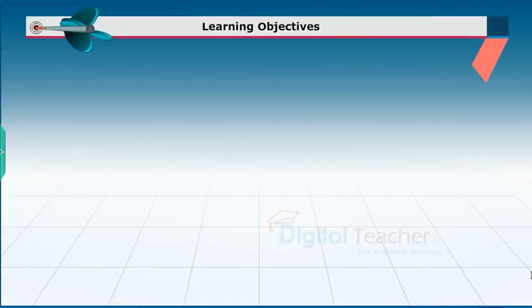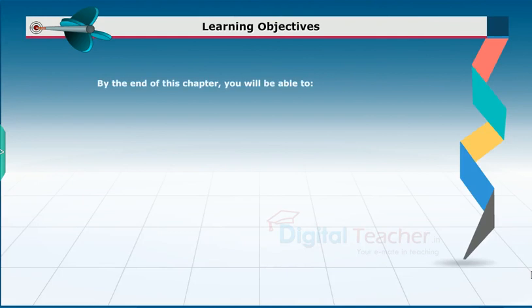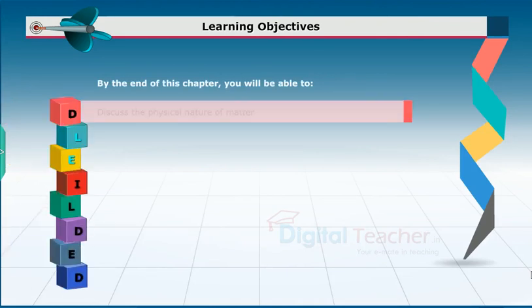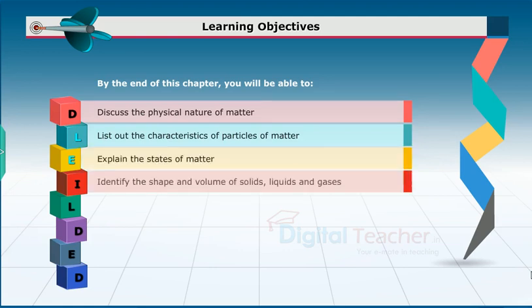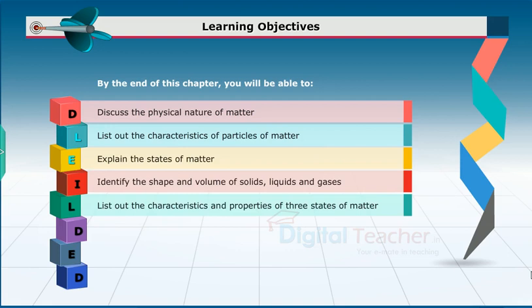Learning objectives. By the end of this chapter, you will be able to discuss the physical nature of matter, list out the characteristics of particles of matter, explain the states of matter, identify the shape and volume of solids, liquids and gases, and list out the characteristic properties of the three states of matter.